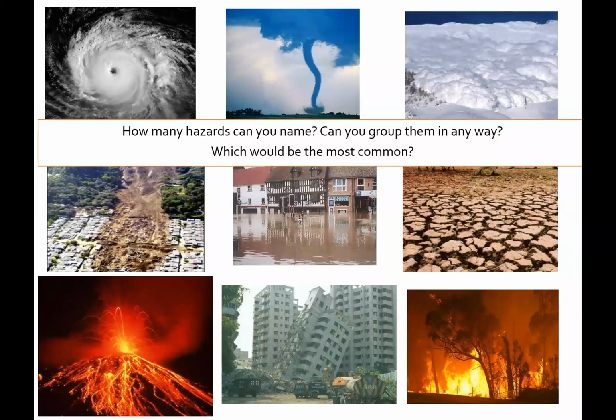So these pictures all show natural hazards. I want you to have a look at them and think, how many can you name? And then can you group them in any way?